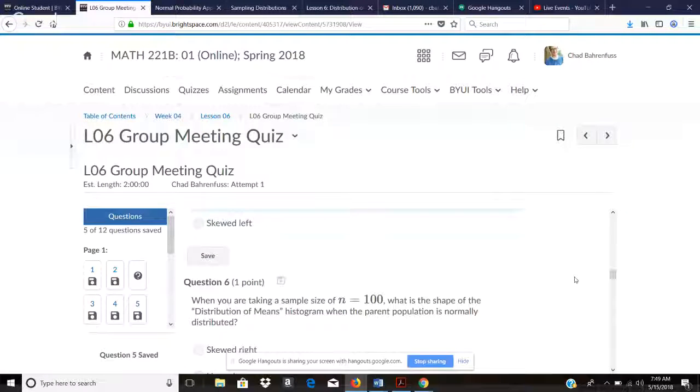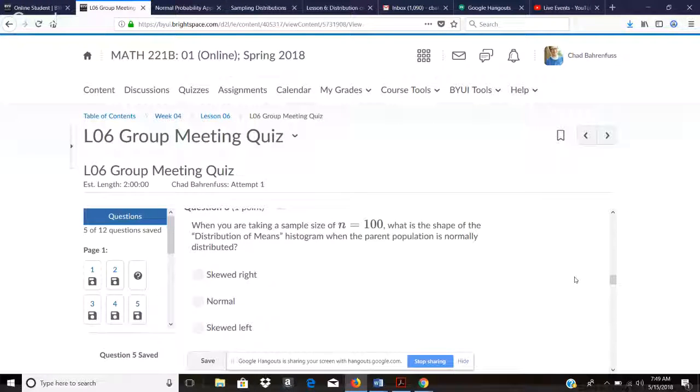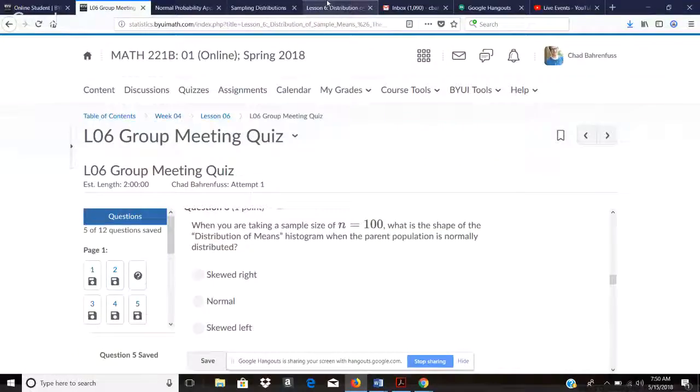When you're taking a sample size of n, what does the shape of the distribution mean? Histogram on the parent population is normally distributed. It doesn't matter, does it? It's the same thing. Now if the population is normal, it doesn't matter if they do it with 5 people or 100 people, it would always be normal. That's like the very first one there. Yeah.